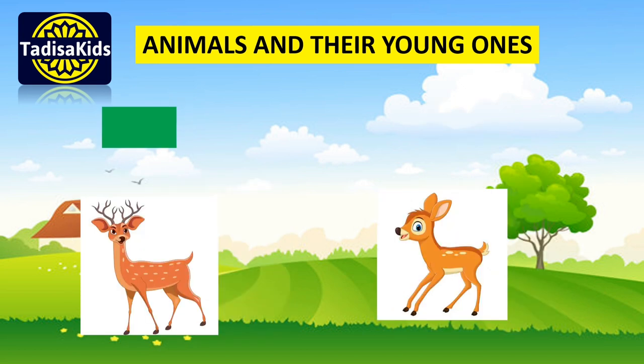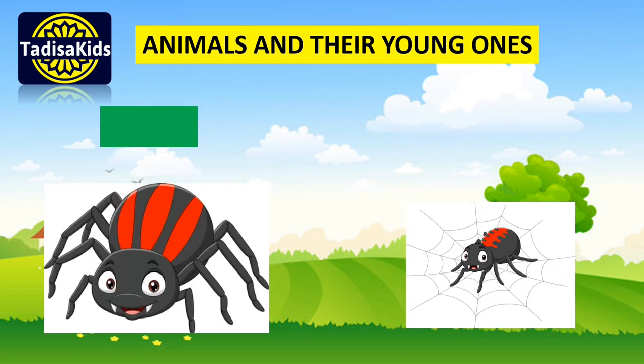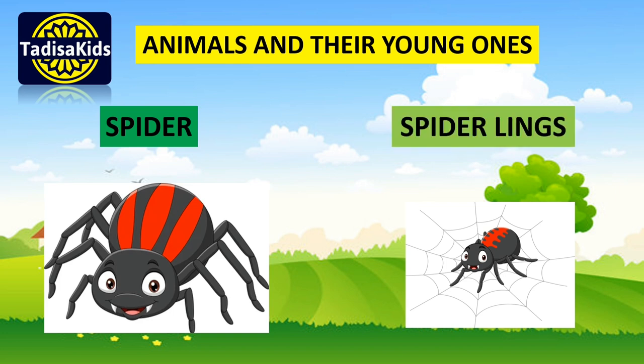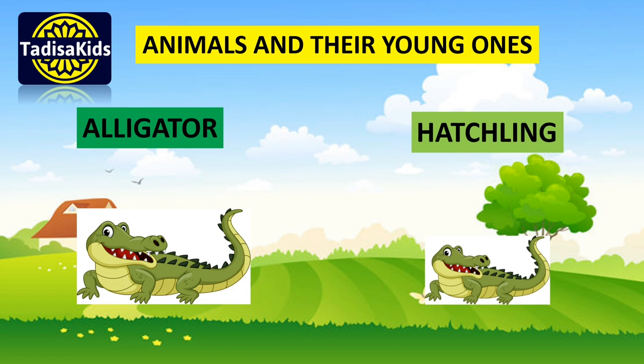Deer. Deer baby is fawn. Donkey. Donkey baby is foal. Spider. Spider baby is spiderlings. Alligator. Alligator baby is hatchling.